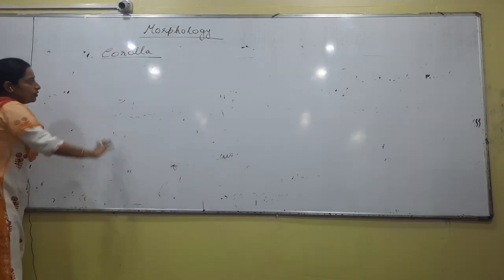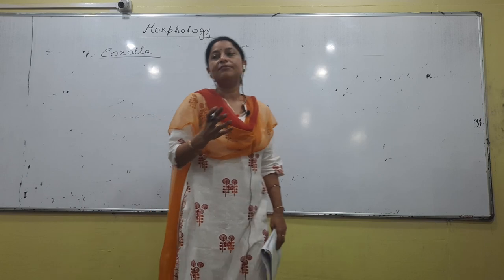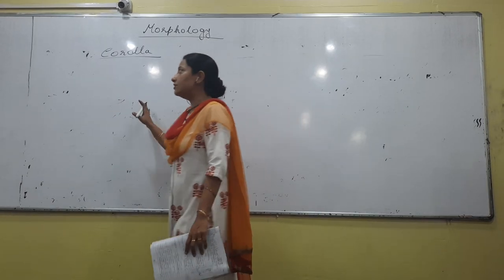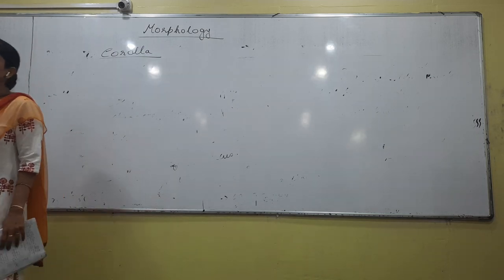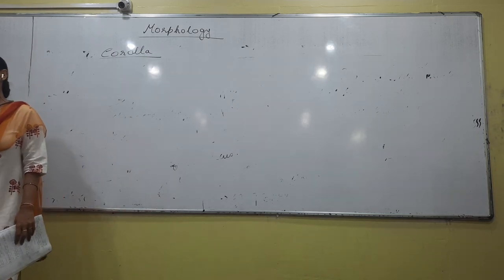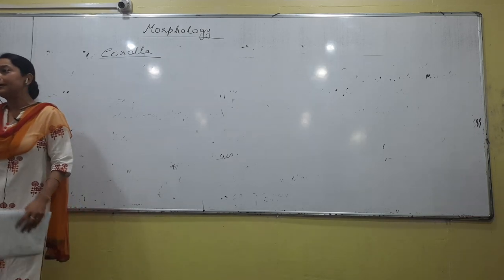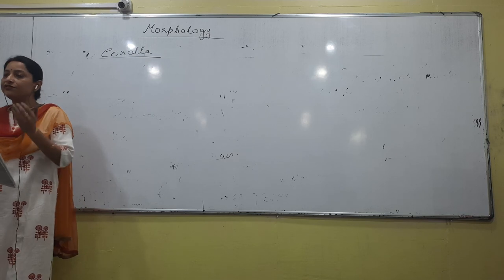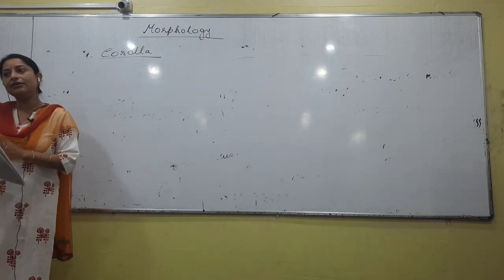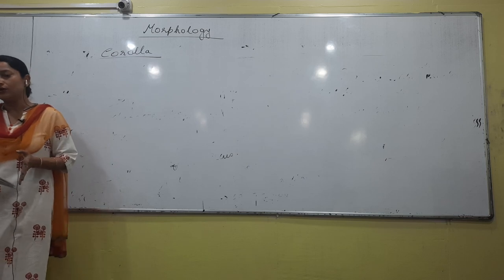So the points of corolla, like we studied some points for calyx, now corolla. First, we know it's colorful. Questions will come asking which petal or corolla is green in color, right? That can be an exception question. Just like calyx we had two conditions, free condition and fused condition, similarly we will have free condition in case of corolla and fused condition in case of corolla.